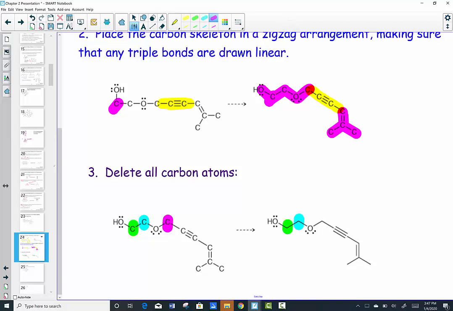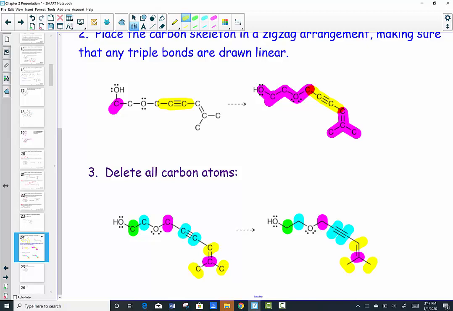The next carbon we see is here. Notice this carbon is part of a triple bond. That's this and this carbon. And it still comes out linear. So the next carbon is here. The next carbon here, and then we have two tails to account for, CH3, CH3, and those are drawn there.